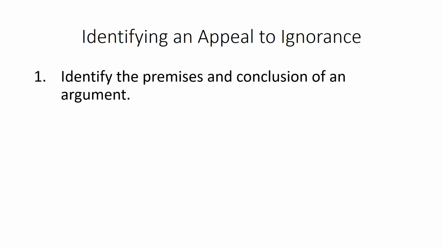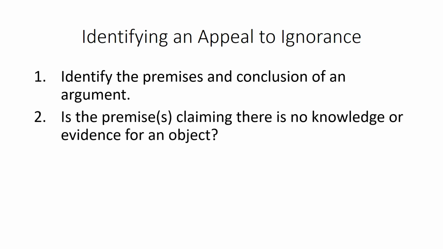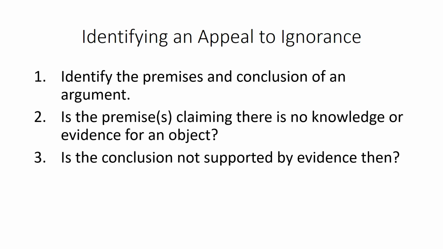How do we identify an appeal to ignorance? Number one, we have to identify the premises and conclusion of an argument. After we have done that, we have to ask this question. Is the premise or premises claiming there is no knowledge or evidence for an object? If the answer is yes, then we need to go to the conclusion. Is the conclusion not supported by evidence then? And if the answer is yes, we've identified an appeal to ignorance. Our support statements cannot simply be that there is no knowledge or evidence for what we are talking about and then make a conclusion about it.